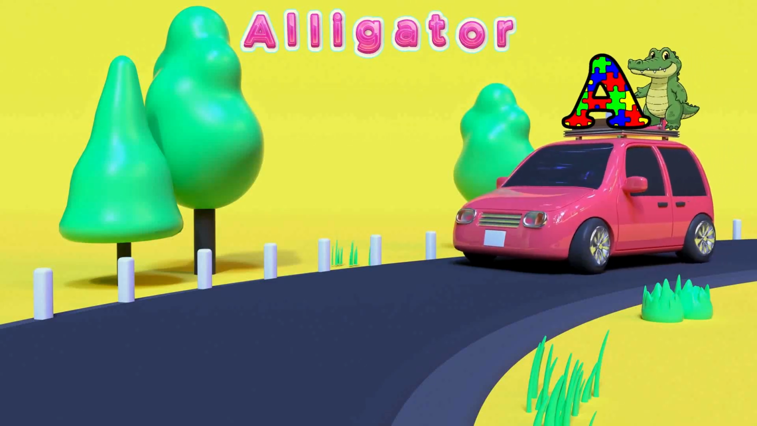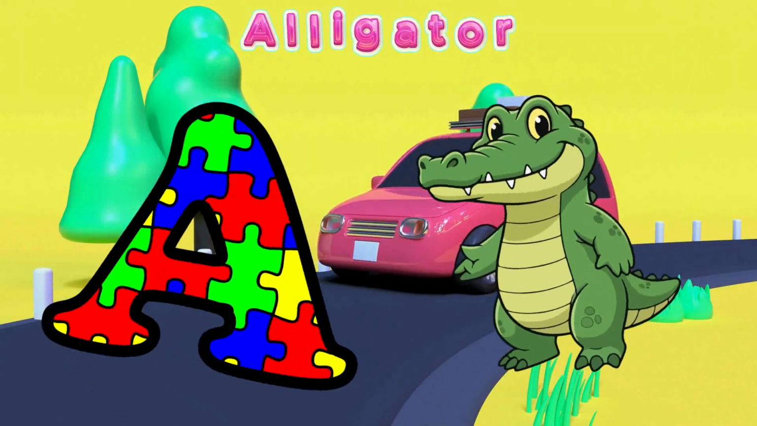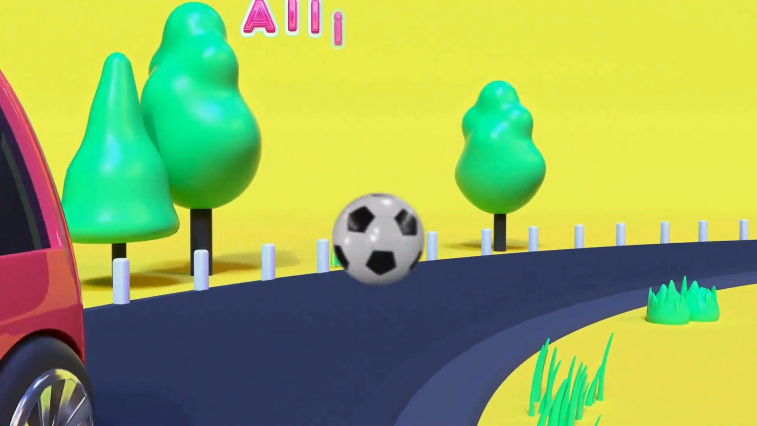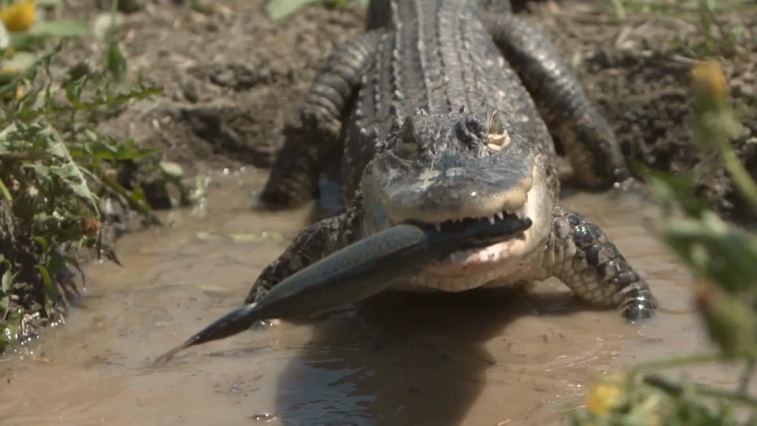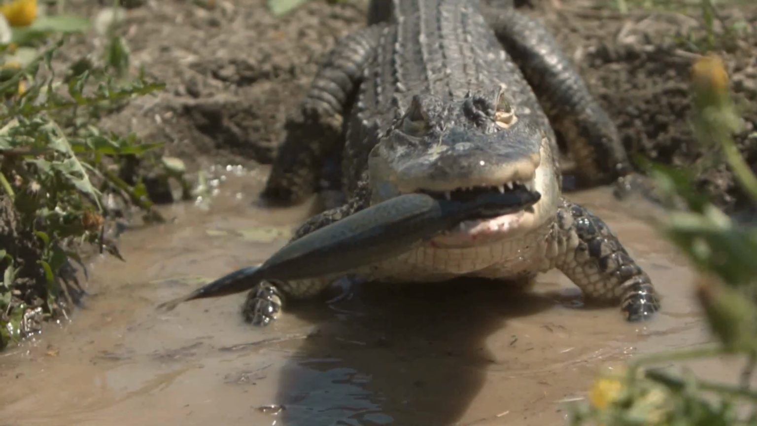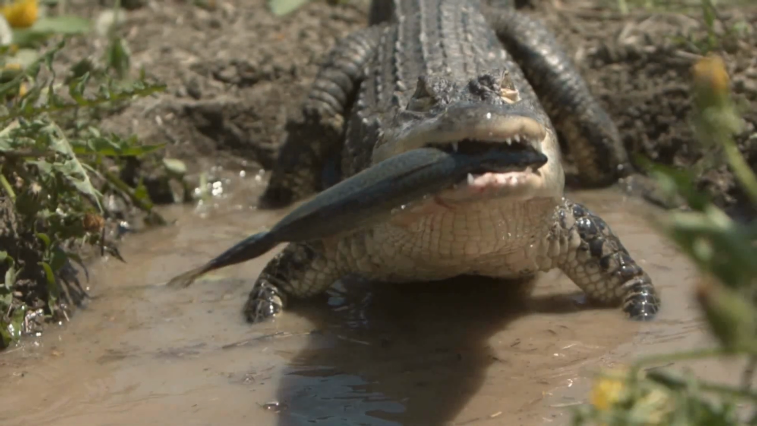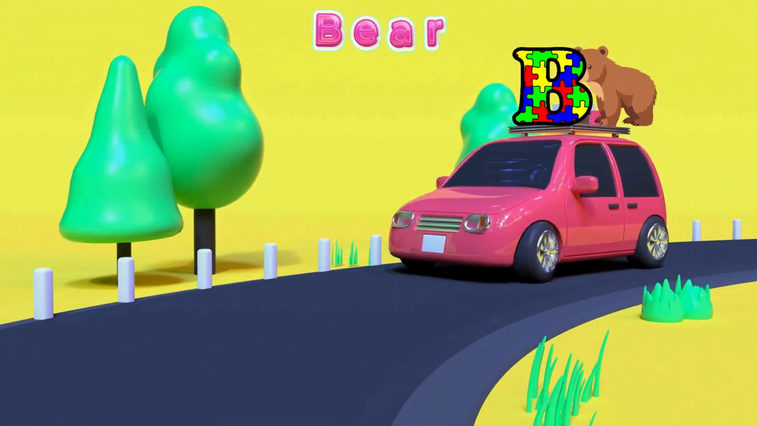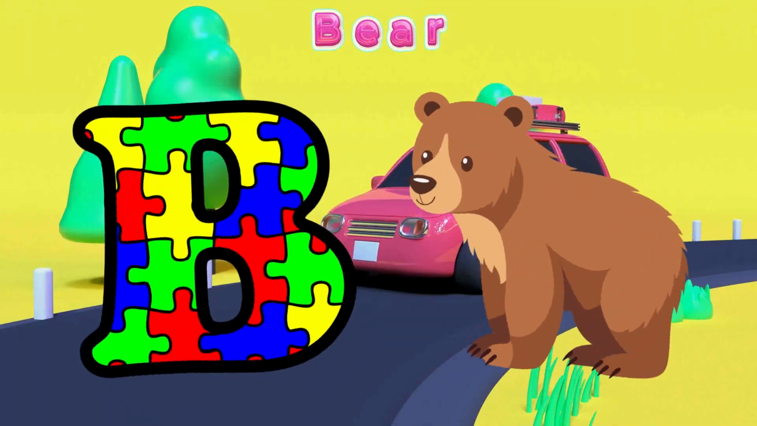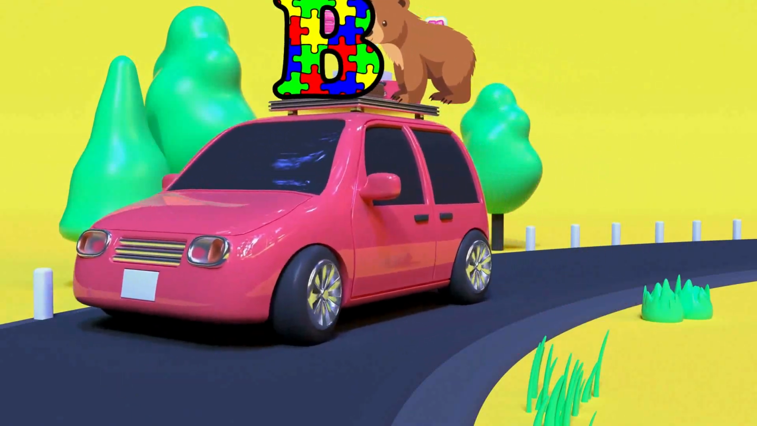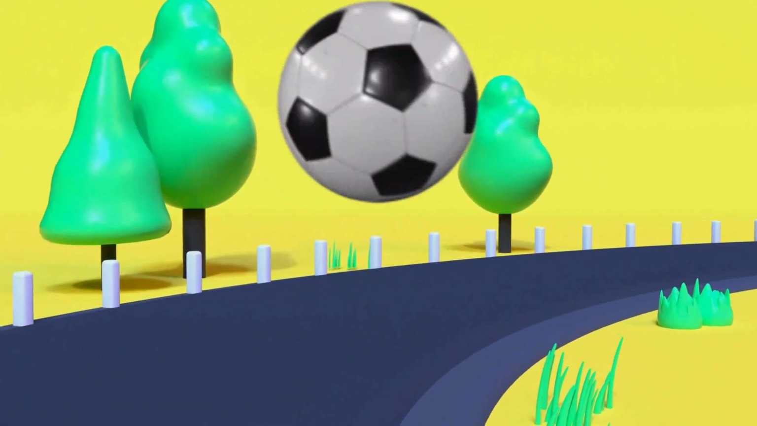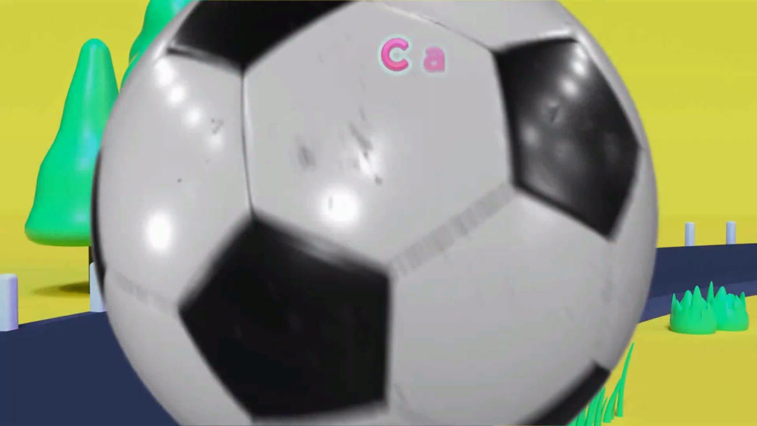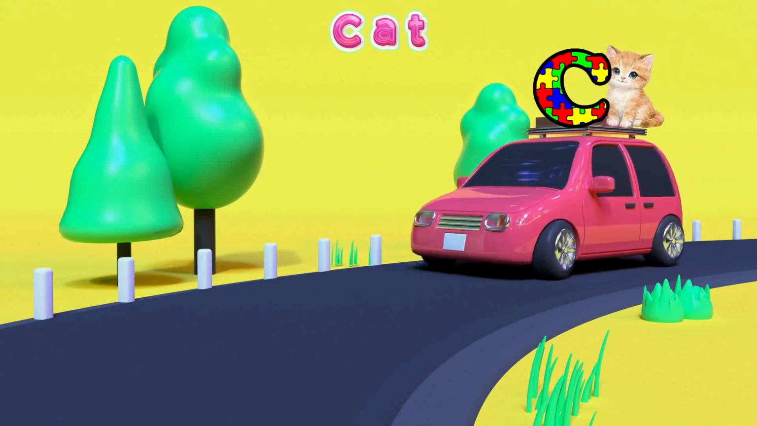A is for alligator. Alligator. A is for alligator. B is for bear. B, bear. B is for bear. C is for cat. C, cat.